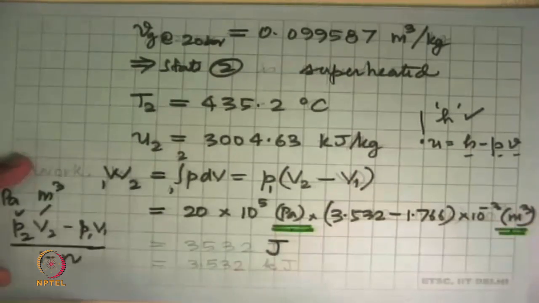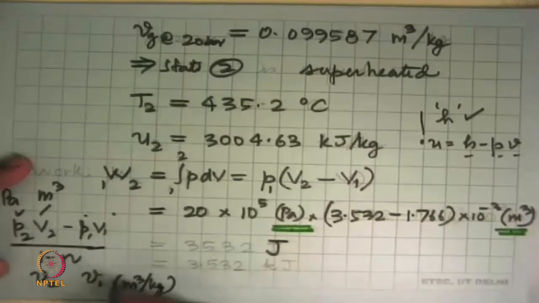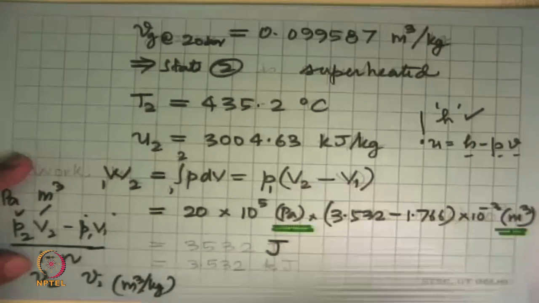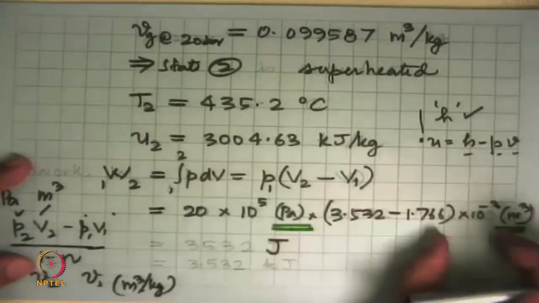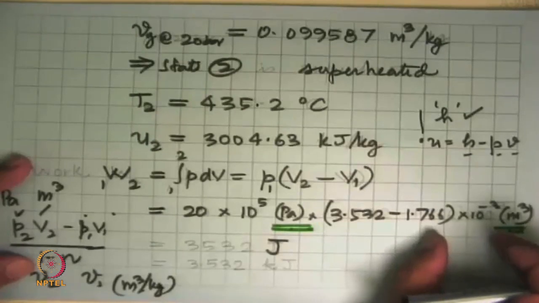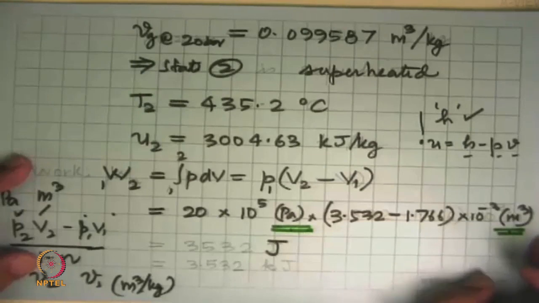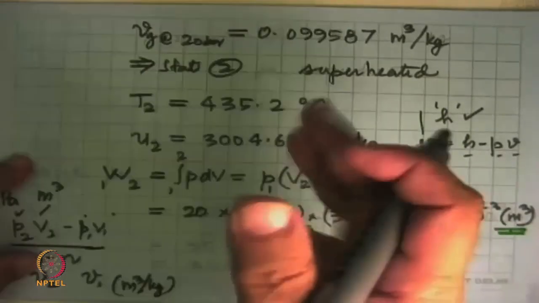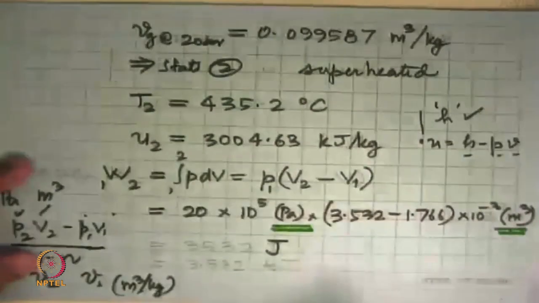But we have to make sure that P2 is in Pascal and V2 is meter cube, and this also should be in the same units. In case we are looking at specific work, instead of V2 this will be v2, this will be v1, in which case the units must be meter cube per kg. So it's a good practice to write the units at every step. It takes a little effort, but then you are very less likely to make a mistake. And even if you make a mistake, that's okay. We can quickly go back and check where the mistake was if things have been done very systematically.